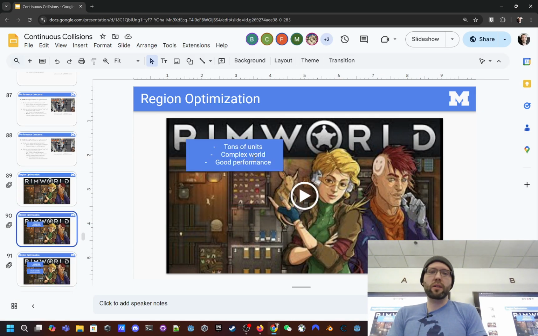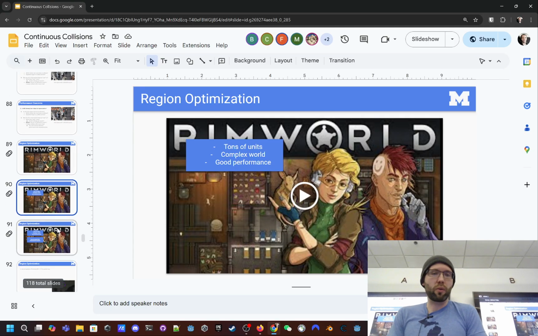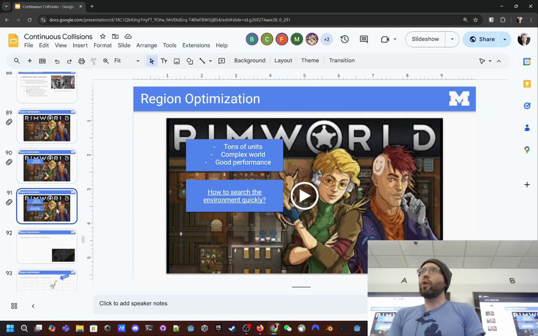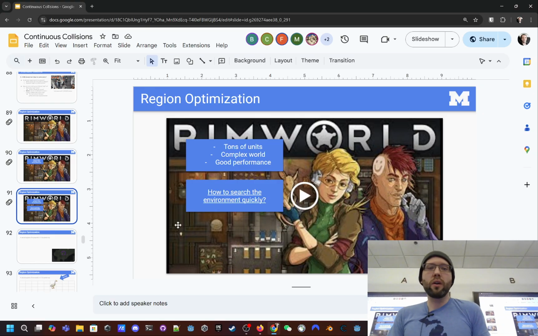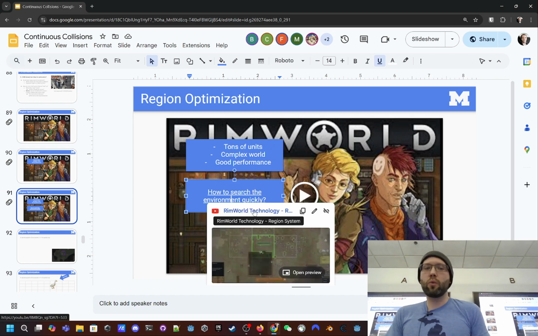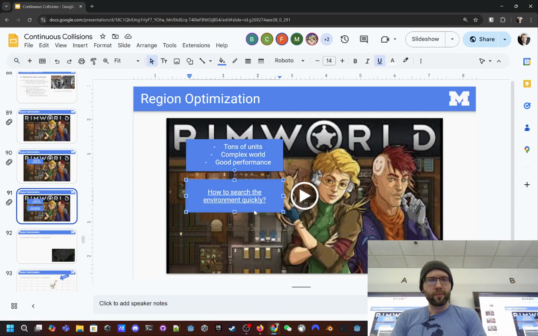Yeah, so tons of units, complex world, and it had pretty good performance. And one of the reasons they were able to do all of this was that they implemented basically a spatial hashing system, a region system, to simplify collisions. And I want to show you part of a developer talk where they talk about this technology a little bit. Okay, very interesting. And I would encourage you to seek these kinds of videos out if you're interested in these topics. Okay.